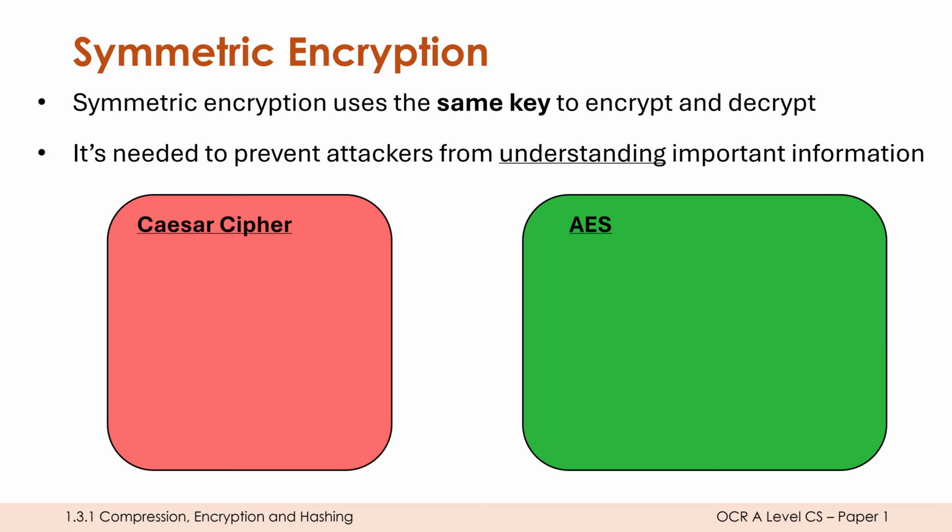To give you 2 examples just to end, you don't need to know these examples, but I think it's helpful just to give you the context needed to understand this topic. One bad one is called Caesar cipher. One good one is called AES. There are loads of other examples in between these ranges.